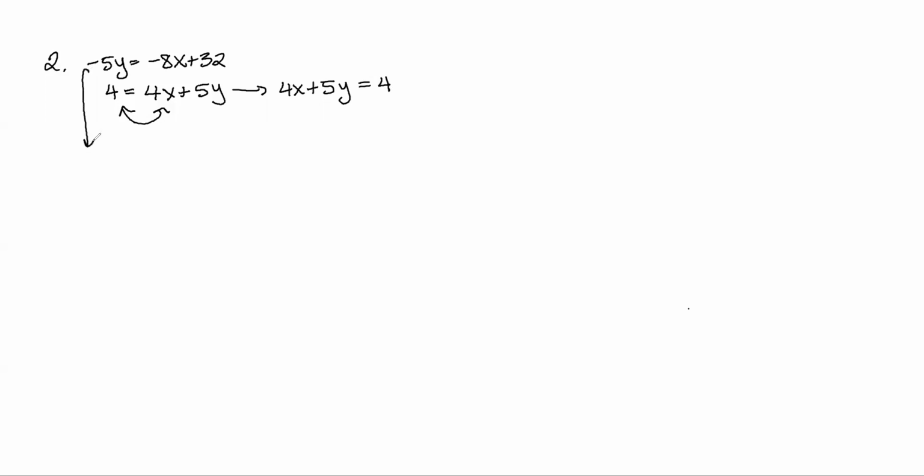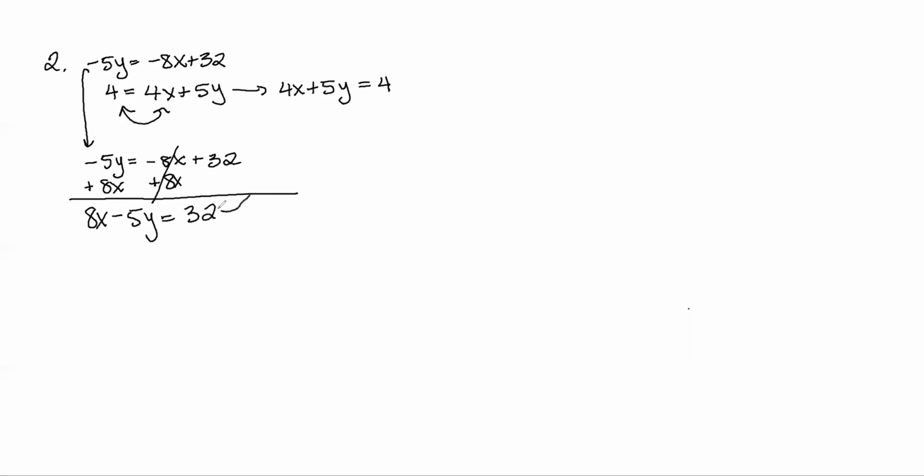This other one here, I'm going to go ahead and rewrite it down here, and then we'll rearrange it. So let's go ahead and add 8x to both sides, just so we get the x and the y on the left, constant on the right. So we have 8x minus 5y equals 32. And now this one is in standard form, so we can take it and put it back up here.